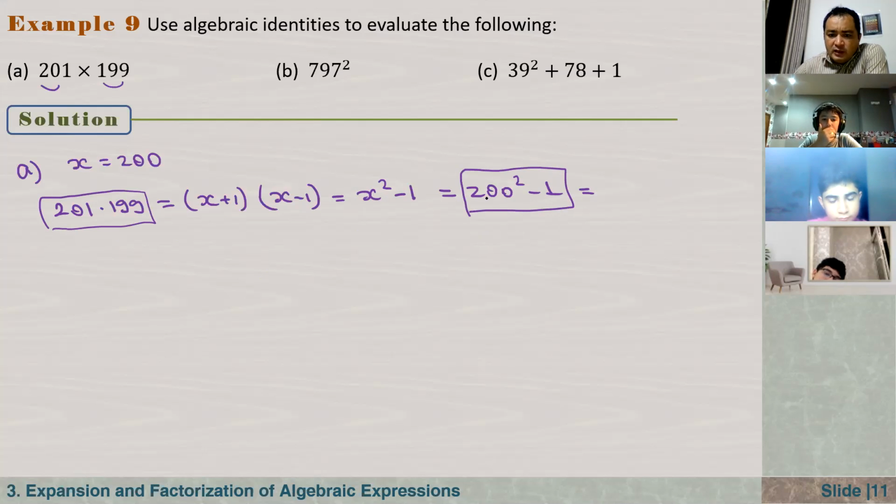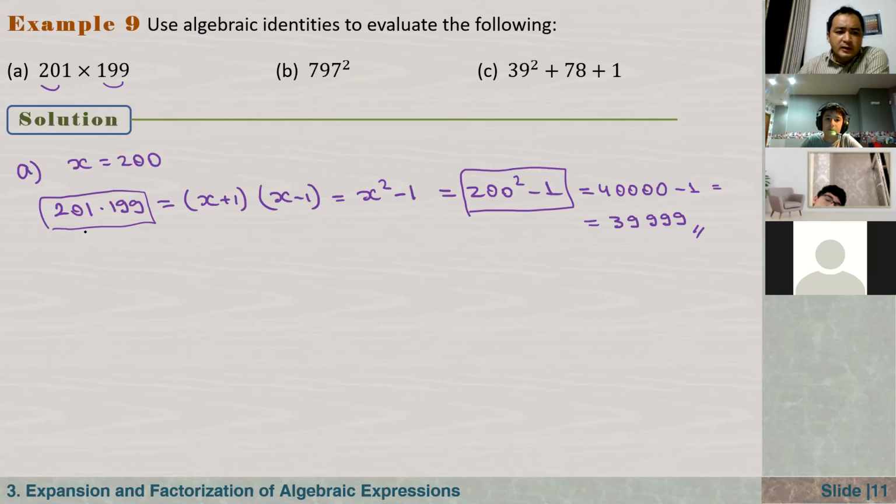And here we have, what is it? It is 4, 2 zeros. So here we have 1, 2, 3, 4 zeros and minus 1. And we know how to subtract. This is just 40,000 minus 1, which is equal to 39,999. Without using a calculator, we can evaluate this. This is just how to use algebra. And how about B?